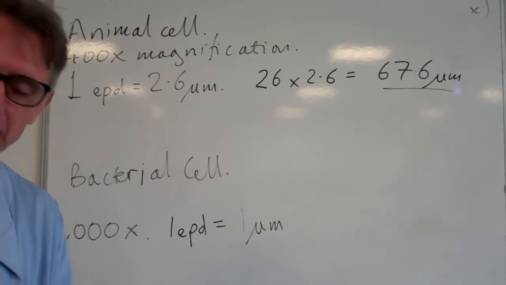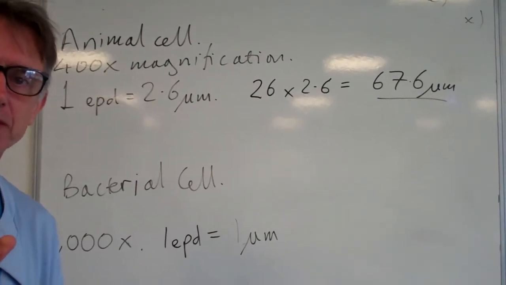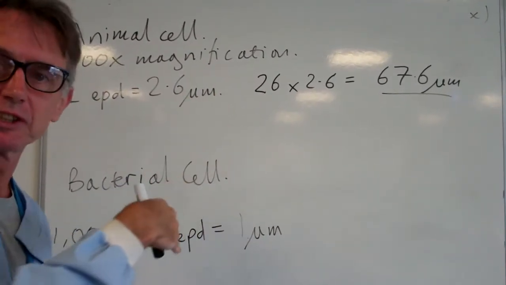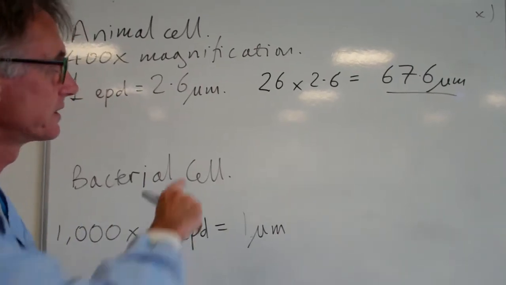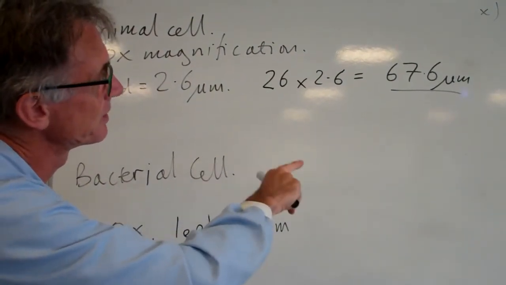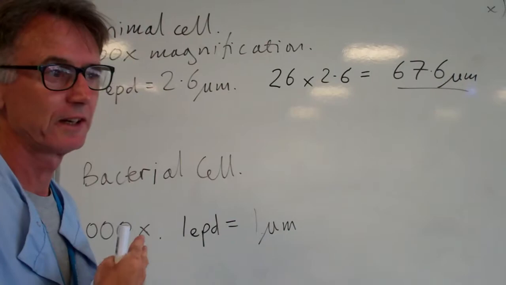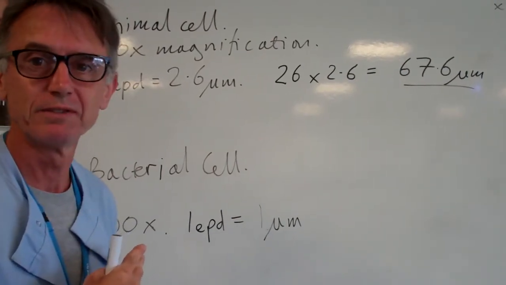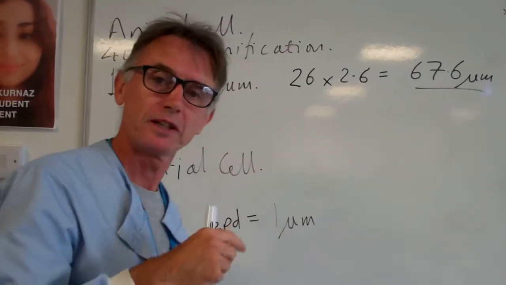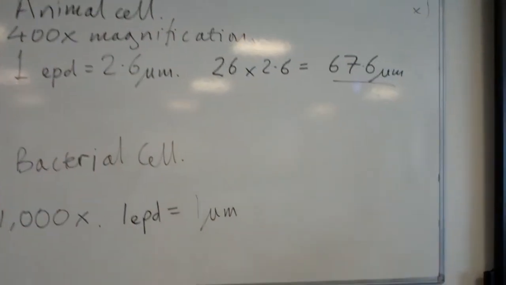When you do the experiment for yourself, I'll actually get you to measure 5 different cells. You move the slide around, rotate the eyepiece graticule, and then you'll get the average size of the cell. But you can see that's 67.6 micrometers. You could say that would also be 0.067 millimeters. Now we're also going to look at bacteria cells and do the same.